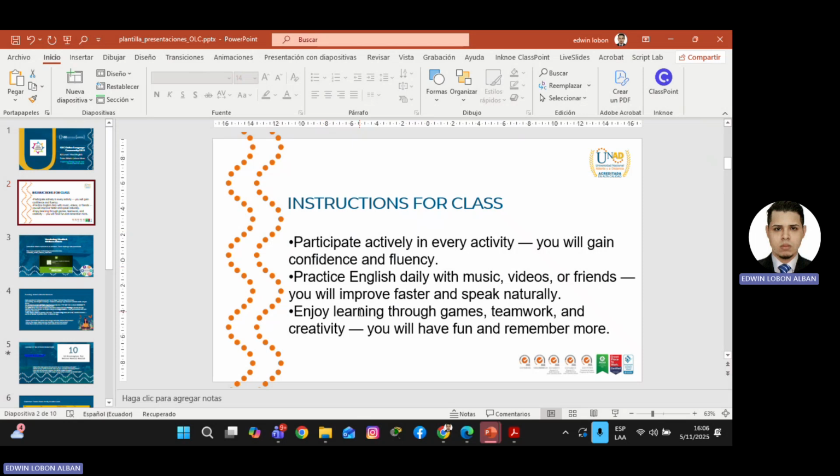And then: enjoy learning through games, teamwork, and creativity. You will have fun and remember. Remember that these gamification activities allow you to understand not only the way the teacher teaches, but the way you learn. Gamifying is the goal for having a good enrichment class, because if you don't put in games, you are just set in a direct way. I don't know how to explain it. Let me see if I can.